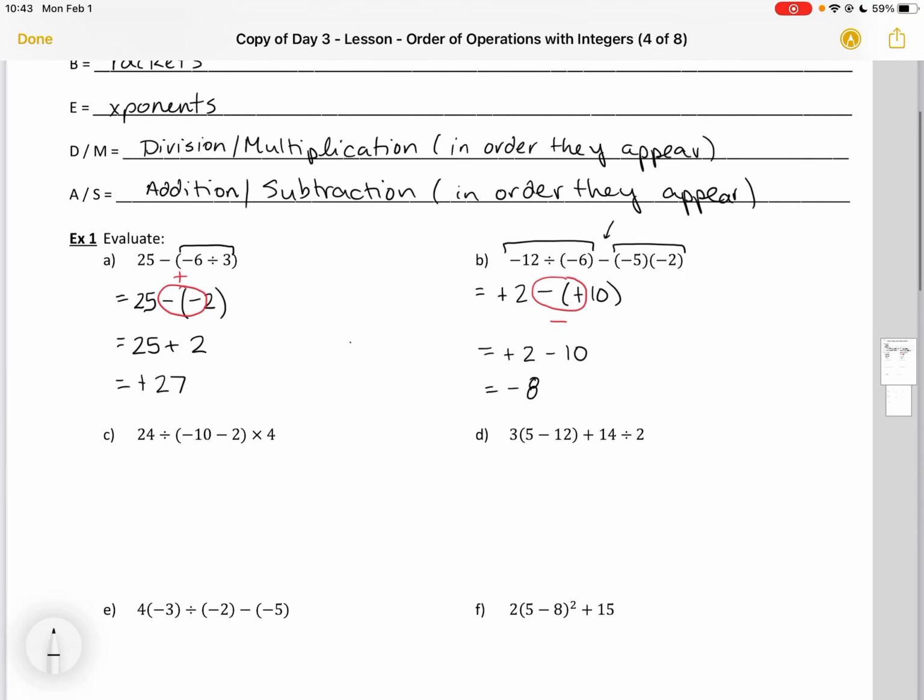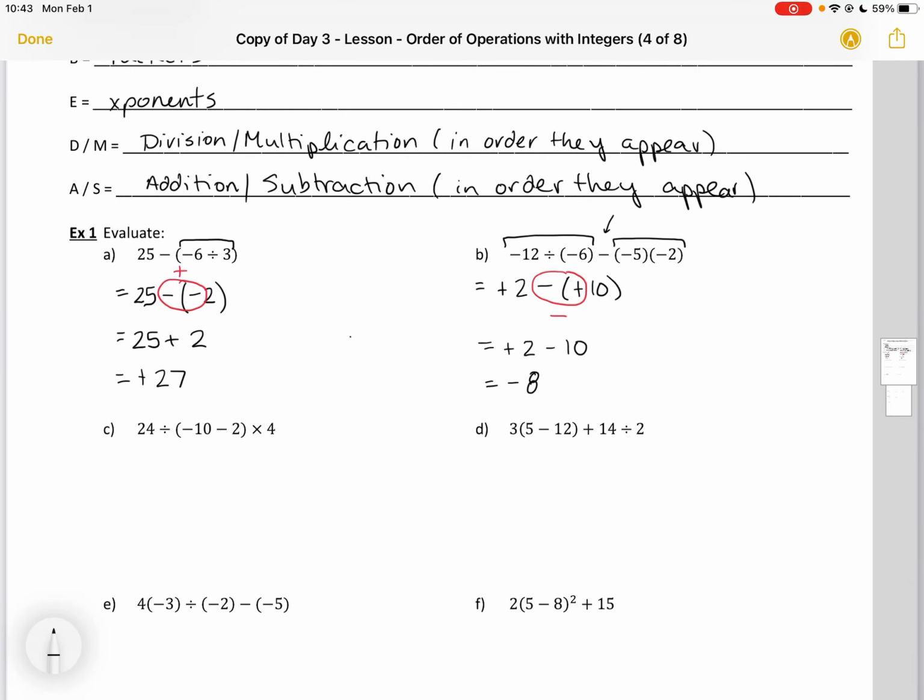Example C, again, we're getting a little bit more complicated here. I've got 24 divided by -10 -2 in brackets, and then multiplied by 4. This right here, because it's in brackets, that is the first operation that I'm going to do. So I haven't done anything with the 24 and the divide. I'm going to write that down. And then I'm going to evaluate what's in the brackets. -10 -2. I'm going to keep the sign and add the numbers, giving me -12. And then I'm going to multiply by 4.